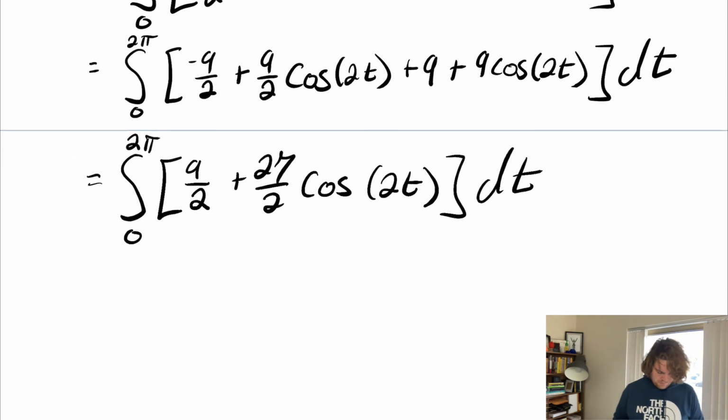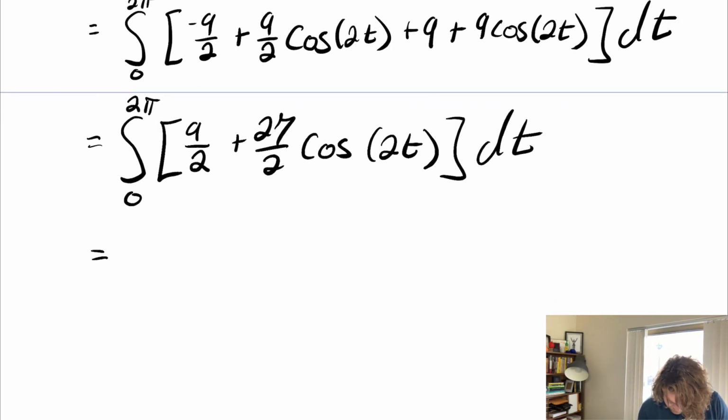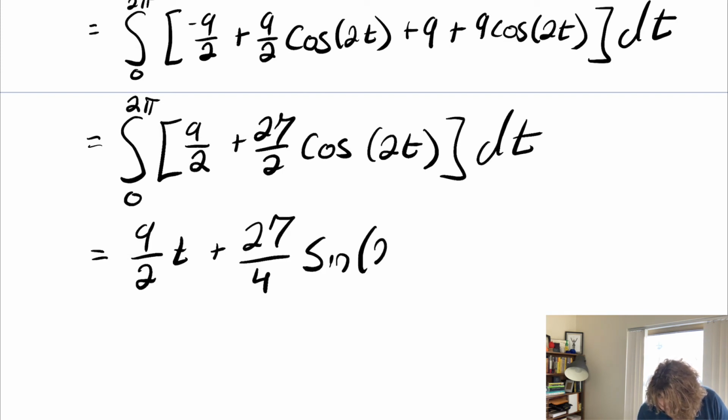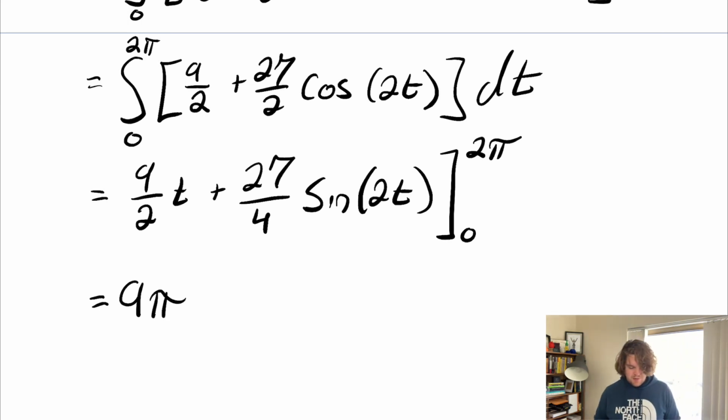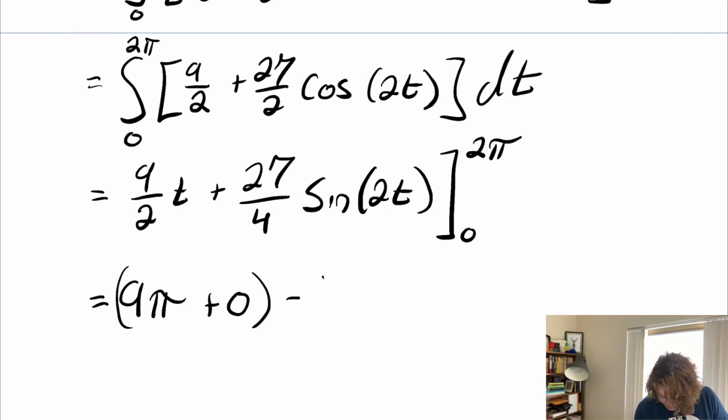Now we can go ahead and integrate. We're left with a 9/2 t, and then a 27/4 sine of 2t, and we're going to take this from 0 up to 2 pi. If we plug in a 2 pi, that's going to give us a 9 pi plus 27/4 times sine of 4 pi. Well, sine of 4 pi is 0. Minus, if we plug in 0, we're going to have 0, and then 27/4 times sine of 0, which is also 0. So what we're left with is just 9 pi.